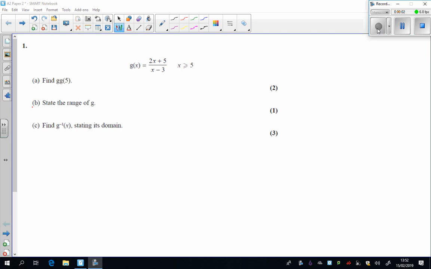Question 1. Got a nice functions question here. We're going to get 4 marks out of these 6 here. Let's do those 4 marks first of all. First of all, we've got to put the 5 in. Don't try and find out what g of x is. Just find out what g of 5 is.